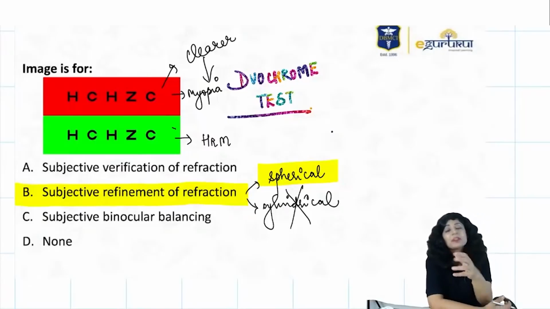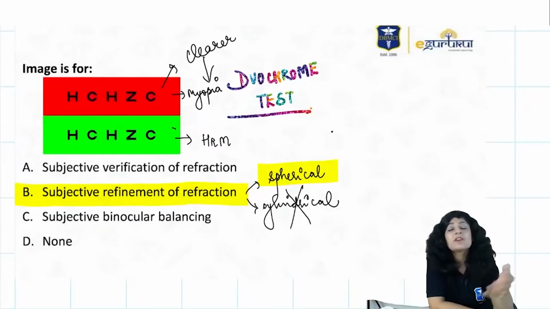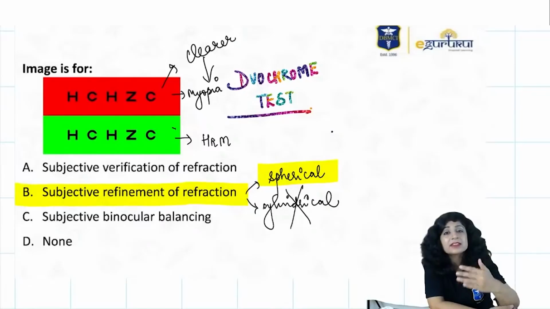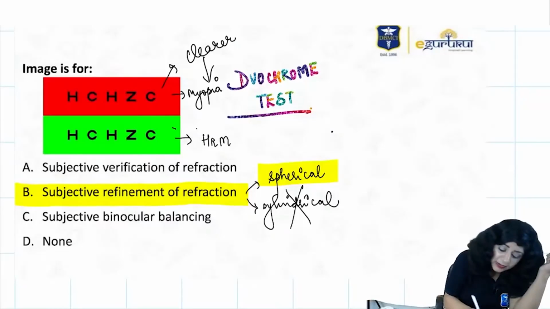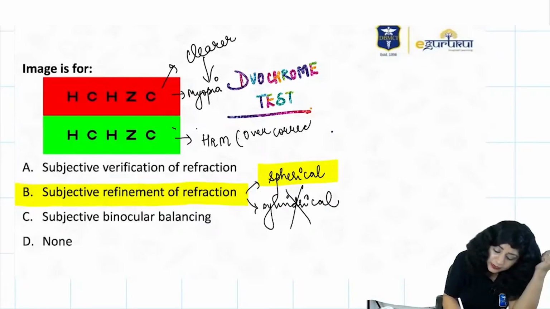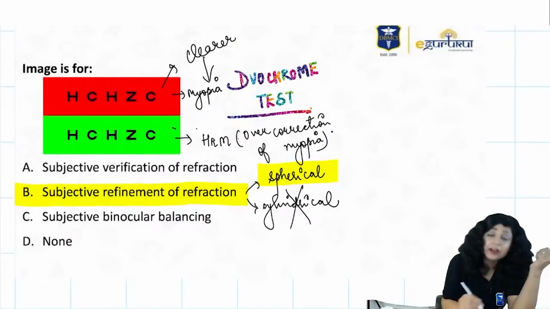So what we will do, suppose he is seeing red more clearly, that means he is a myope, we will start giving the corrections minus, so that he comes to the normal pace. Now, if you are doing the overcorrection, then he will be leading to the hypermetropia. So it could be an overcorrection of myopia also. It can also be an overcorrection of the myopia here.